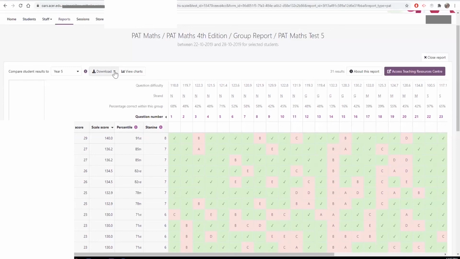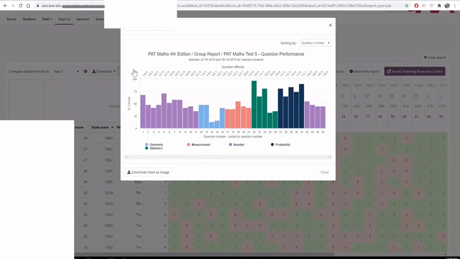Now, you can download this onto an Excel file. You can get your individual student reports, but the Excel file is really handy if you want to do a Guttman analysis. And I'll talk about that in the next session. But I find that really handy, and especially if you want to download this sort of information into your own mark books. And the viewing the charts, so you can see just how they performed.